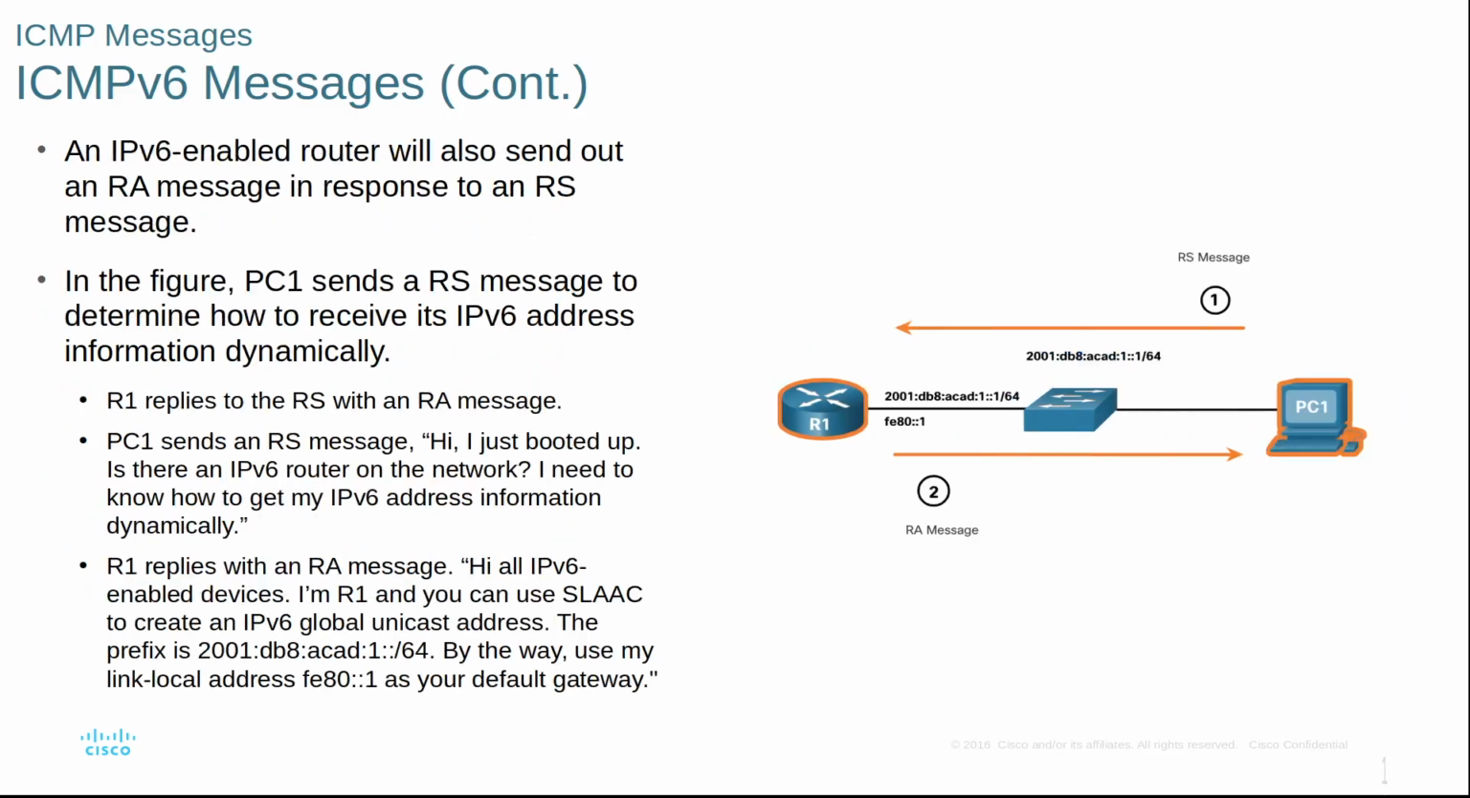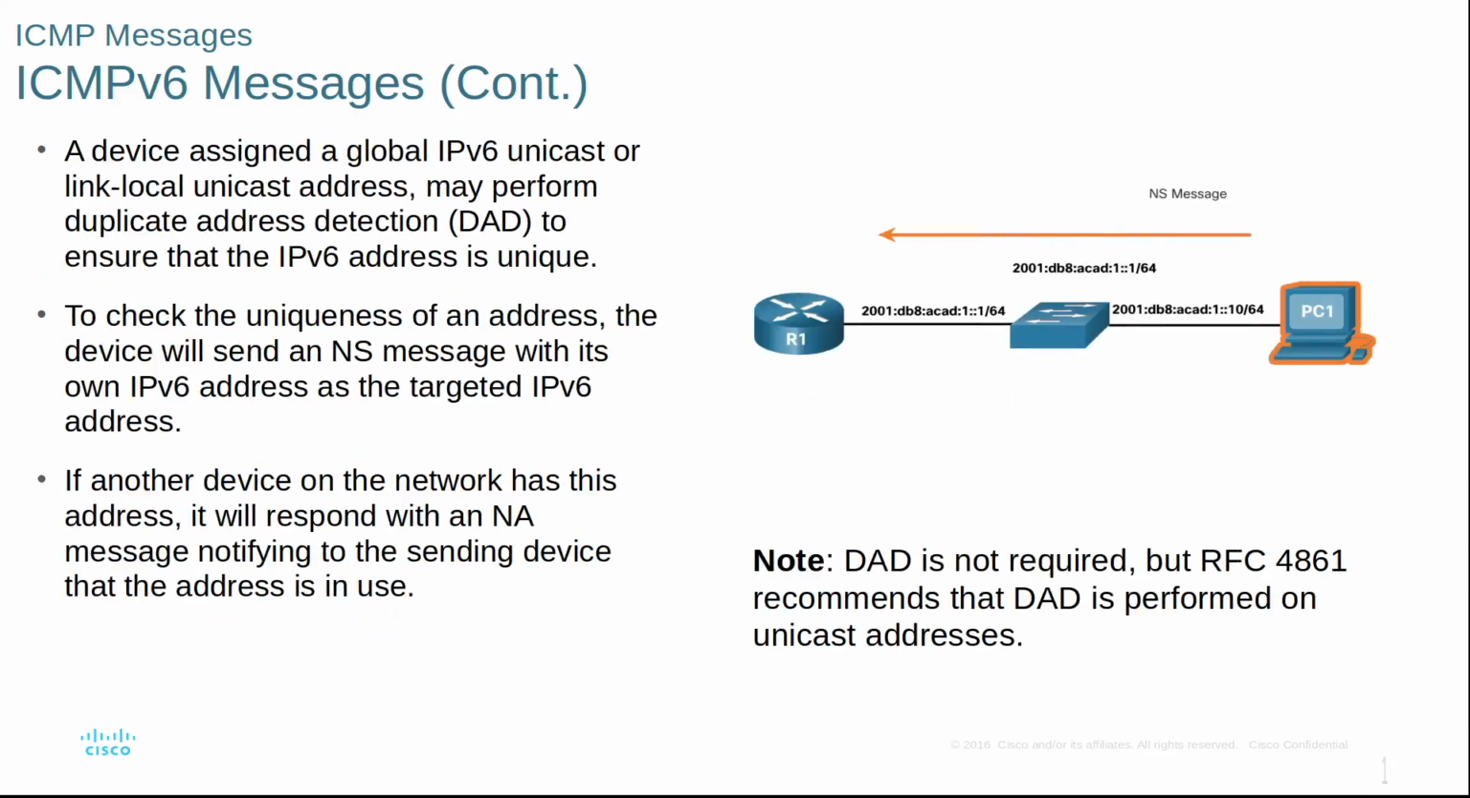An IPv6 enabled router also sends out a router advertisement message in response to a router solicitation message. And here we have an example of that happening. The PC came online, needs to figure out how to get its IPv6 address, so it sends out a message and gets a reply. We've looked at this previously, right?